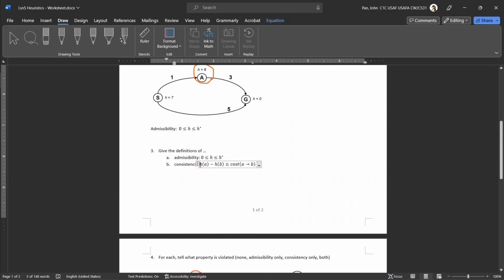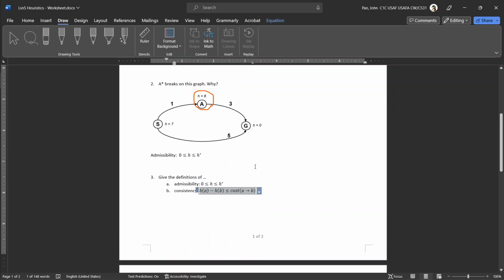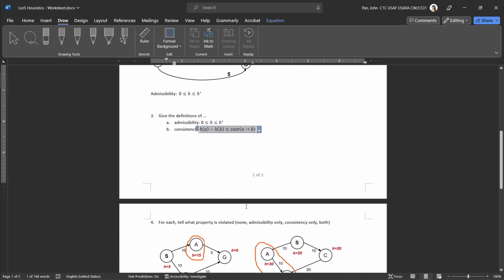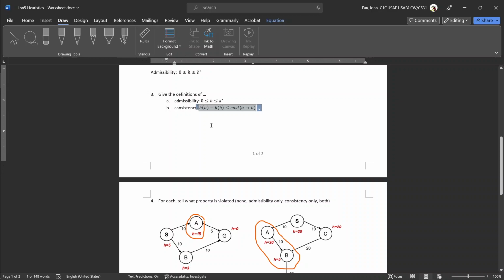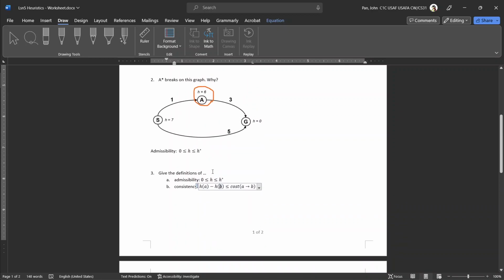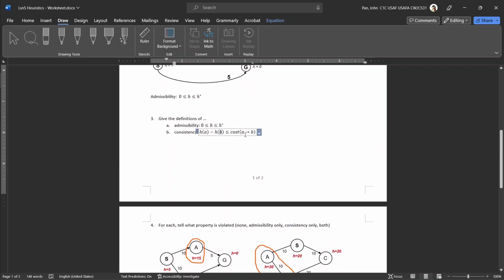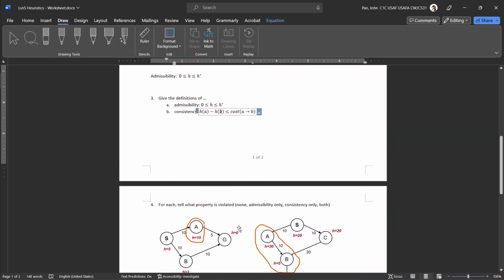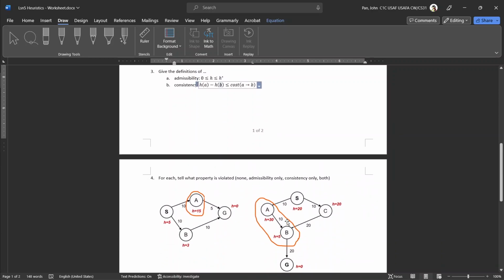Consistency is a little bit less intuitive. The equation is a little more complicated, but basically it's saying that the heuristic of A minus the heuristic of B must be less than or equal to the cost of A to B. And we'll talk a little about that more in the next problem.